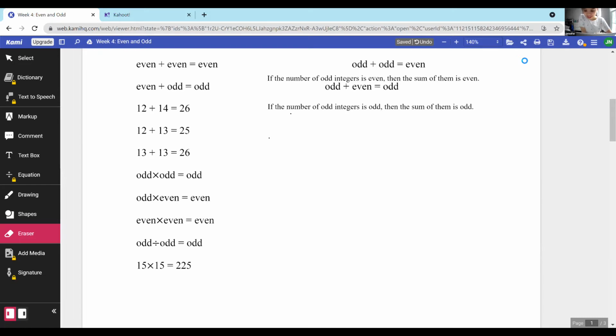And you can see this because, let's say, first assume the number of odd integers is even, you take away an odd addend from it, and that's even, and then if you add that odd addend in, that's even plus odd, which is odd.